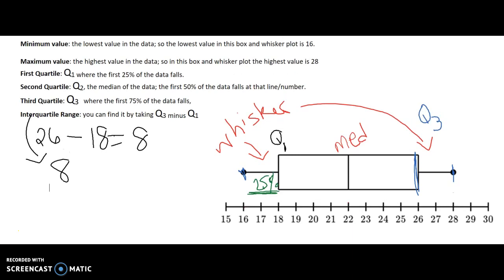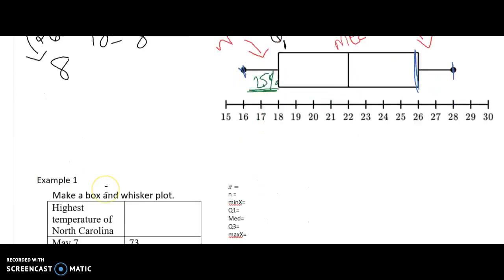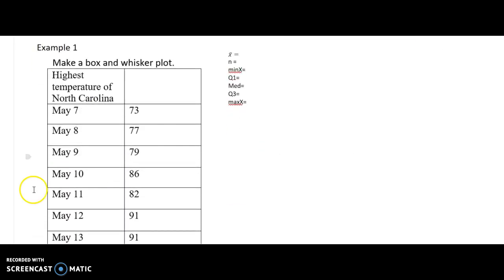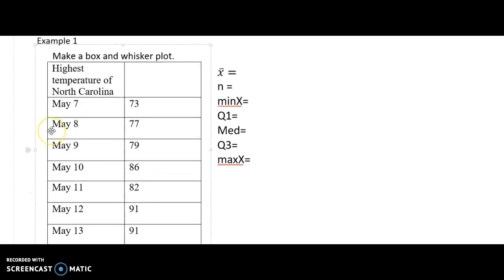Based on this information that we have to interpret from the box and whisker plots, we will have different types of questions to answer. Luckily, we do not have to make box and whisker plots by hand, doing all the algebra by ourselves, and we have technology for that. So let's take out our calculators, and we're going to write down this example.